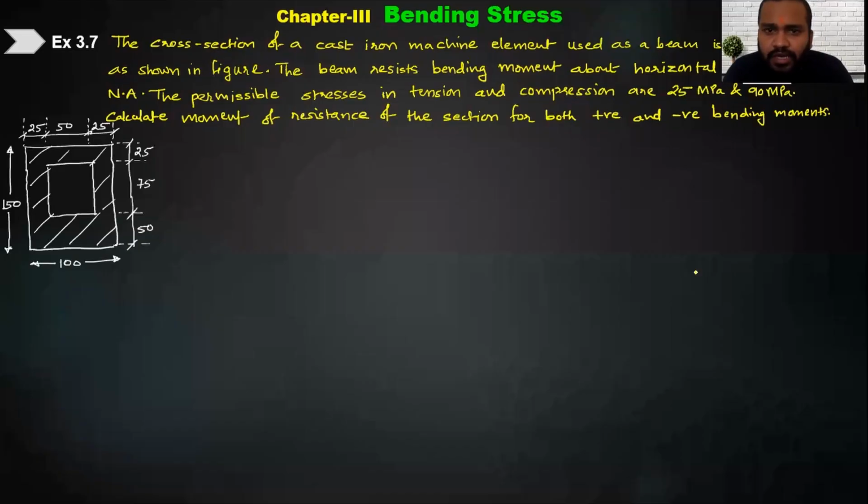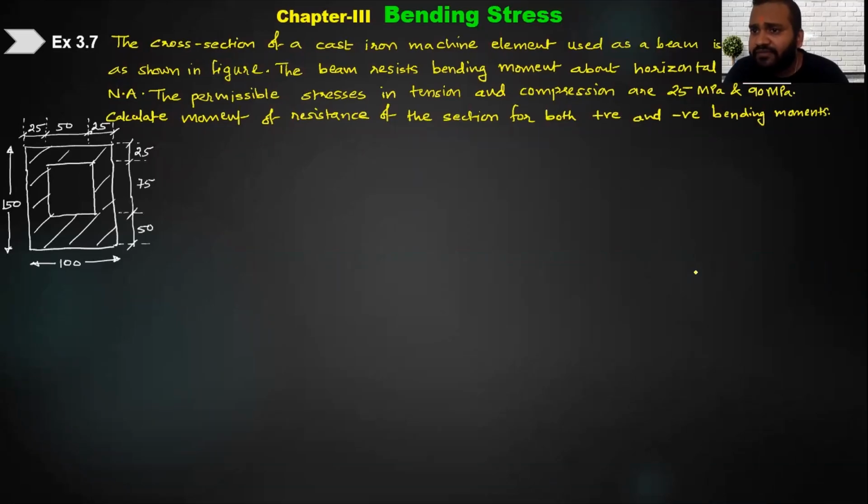Fine. So let us continue. The cross section is given, and you have to calculate the moment of resistance of the section for both positive and negative bending moments. मतलब we have to solve this problem twice. Understanding it? Twice means what?